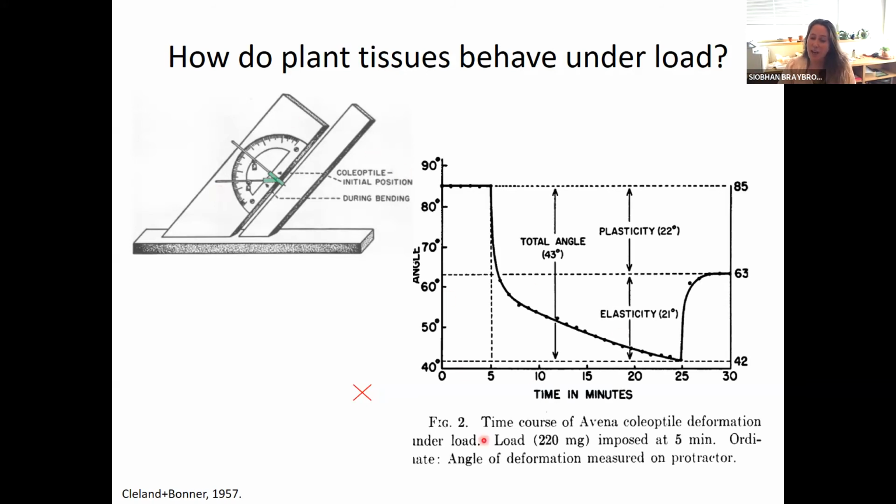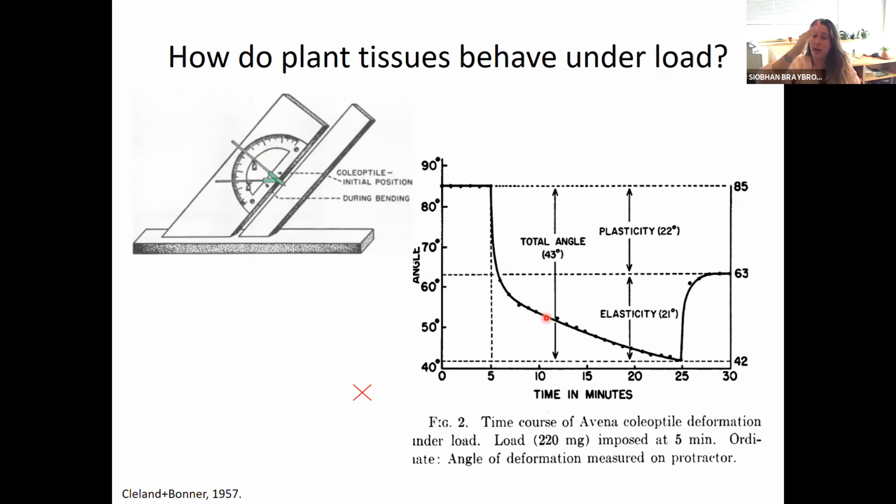So this is the data from one of their figures, where they take this piece of tissue, they add a particular weight at 5 minutes, which is this time here, and they just look at how the angle changes over time. So it was here at this position, and they add the weight, and what you can see, I hope, is that you're not seeing an instantaneous movement of the plant organ, right?